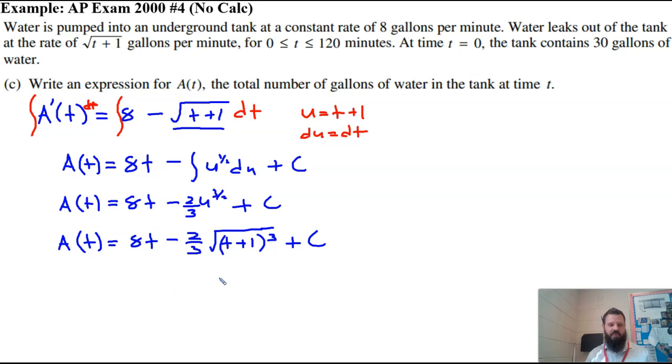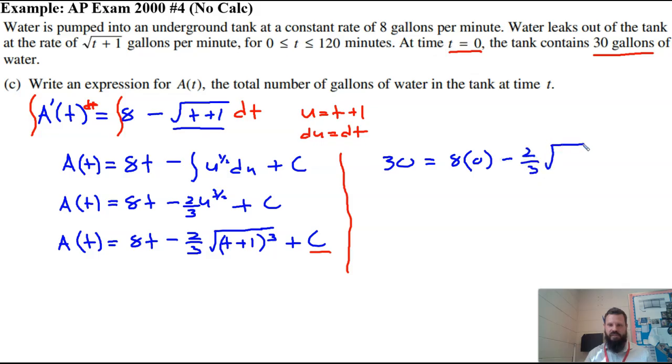And when we look at scoring, we'll see that we get a point so far for this piece. Last thing we need to do to complete the problem is figure out what's going on with this c here. For that, I'm going to come over here. We can use our initial condition at time t equals 0. So when t equals 0, A of t is equal to 30. So I know that it is 30 when 8 times 0 minus 2/3 square root of t plus 1 all to the third, plus c.